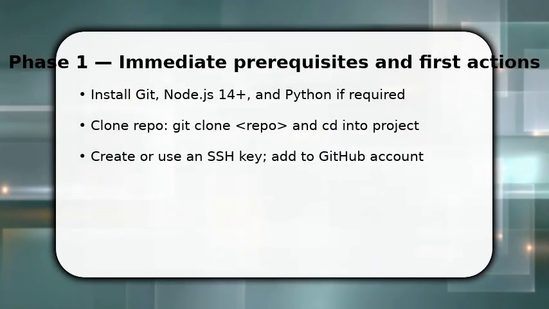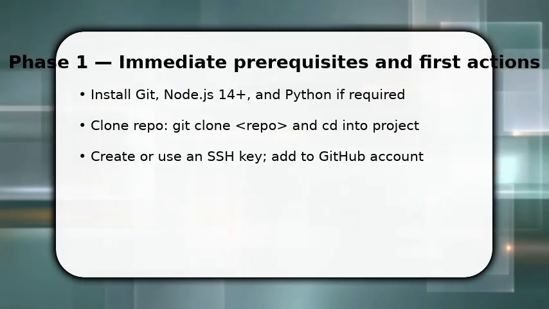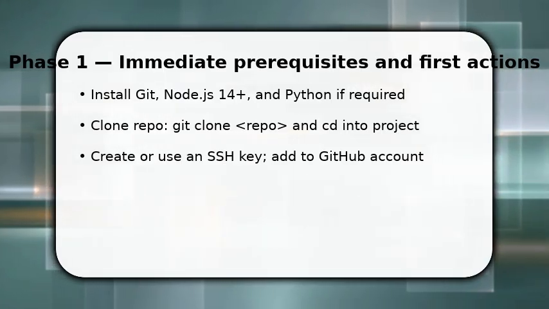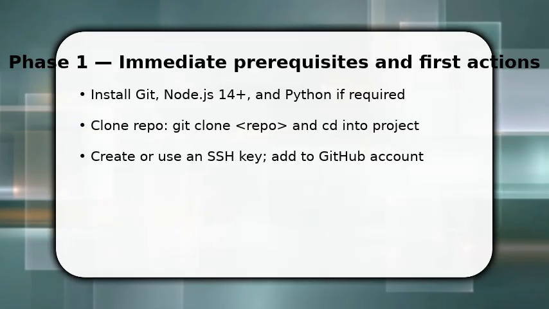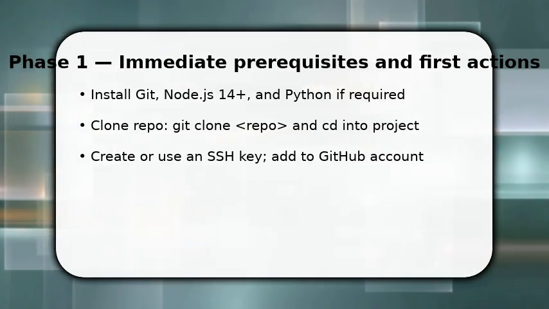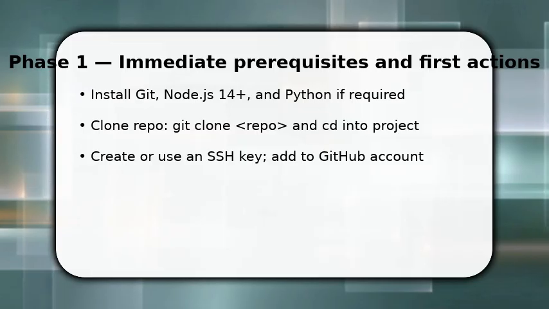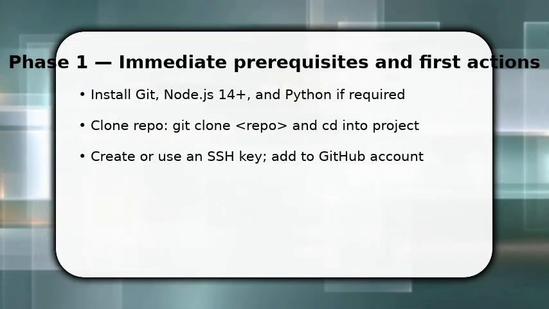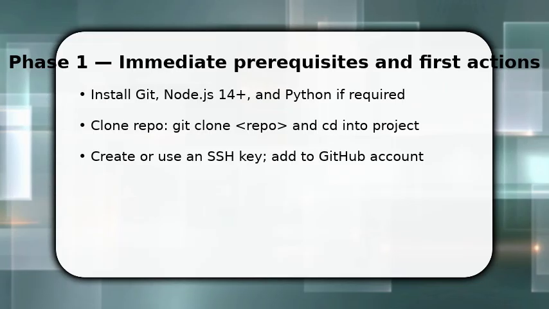You start by confirming prerequisites and then take action. Install Git and Node.js and ensure your SSH key is added to GitHub. Once done, clone the GitHub Spray repository and change into its folder. This puts you where commands run.